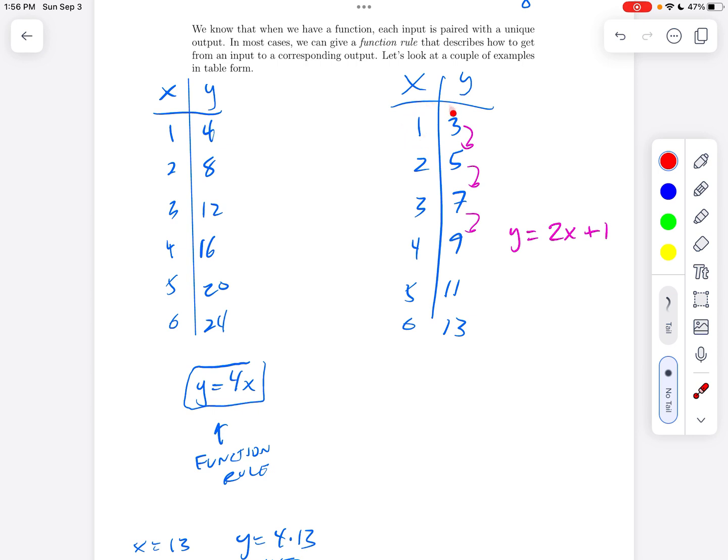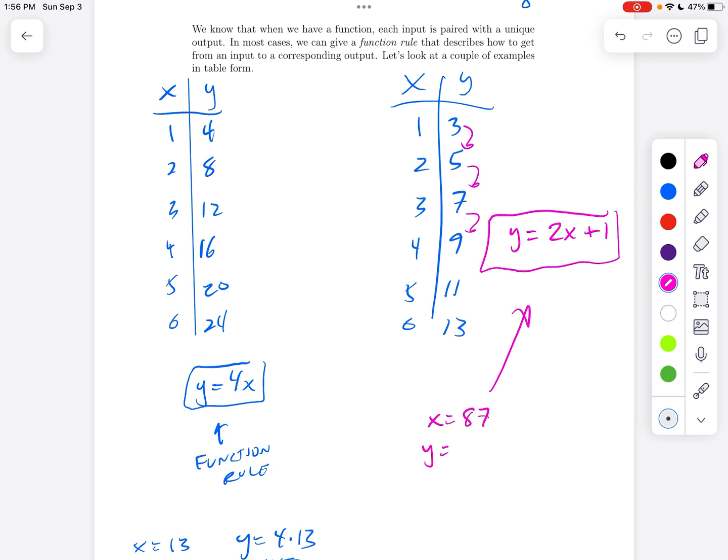Double 1 is 2 plus 1 is 3. Double 3 is 6 plus 1 is 7. Double 4 is 8 plus 1 is 9. So again, if we have this function rule, it makes it a lot easier to do things without the table. If I tell you that x is equal to 87, then we don't have to churn through the table. We know y would be 2 times 87 plus 1. Doing this in my head, 174 plus 1, so hopefully that's 175.